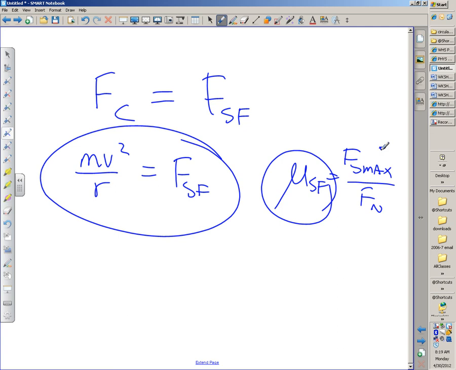Which is what we did in the record player problem the other day, where you solve for the coefficient of friction between the object and the record player. That's pretty much what you had to do in that case. So you could take mv squared divided by r and put it in for the max.